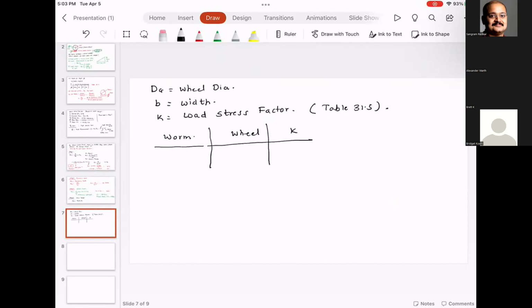If your worm is made of steel and the wheel is made of phosphor bronze, the K factor is 0.415. If your worm is made of cast iron and the wheel is made of phosphor bronze, then the K factor is 1.035. And again, for the design to be safe, the wear load has to be greater than the dynamic load.